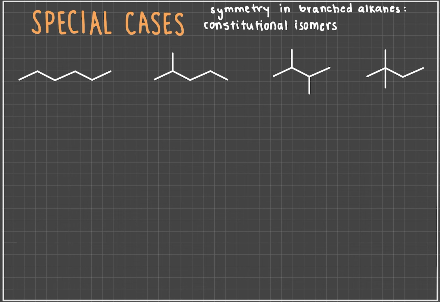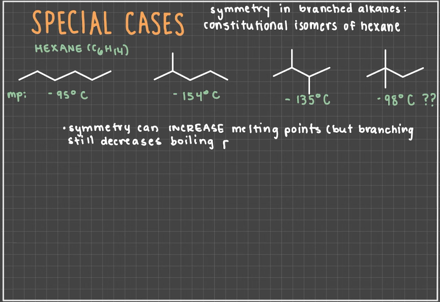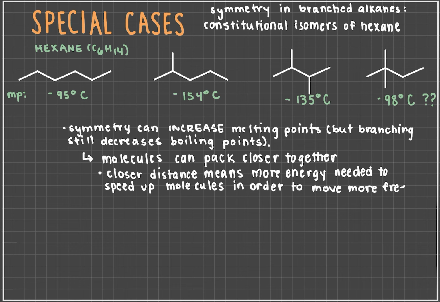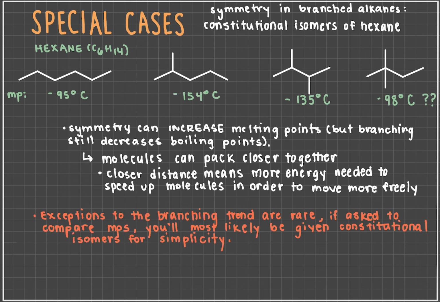Symmetry in branched alkanes, like in the different isomers of hexane, can actually increase melting points while also decreasing boiling points. This is due to better packing of the individual molecules. By getting closer together, more energy, represented by a greater temperature, is required to increase the speed of the molecules to a point where they move more freely in the liquid phase. Exceptions to the branching trend in relation to melting points aren't very common, and if you are asked to make comparisons, they'll usually be made against different constitutional isomers for simplicity, meaning they'll have the same molecular formula.